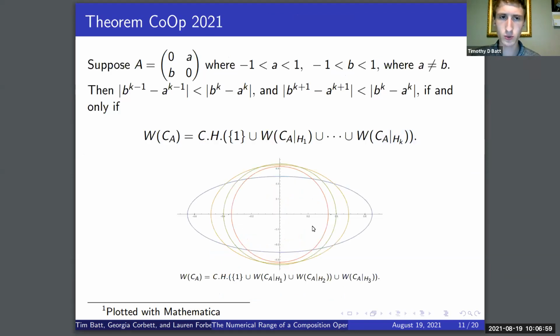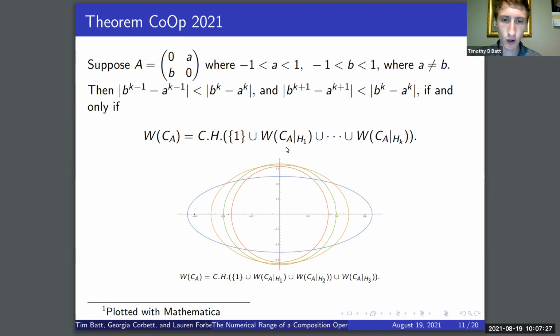Which leads us to our theorem for this year, where we find an easier way to calculate the numerical range. So supposing A is once again a 2x2 antidiagonal matrix where A and B are between -1 and 1, not equal to each other, but have the same sign, we can compare minor axes in order to find the last contributing ellipse to the numerical range.